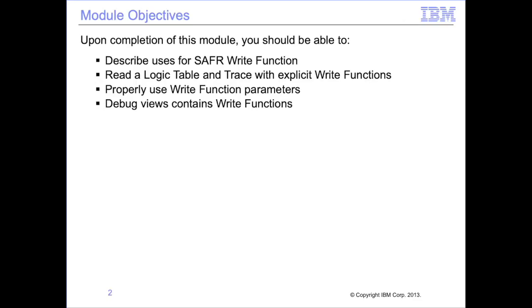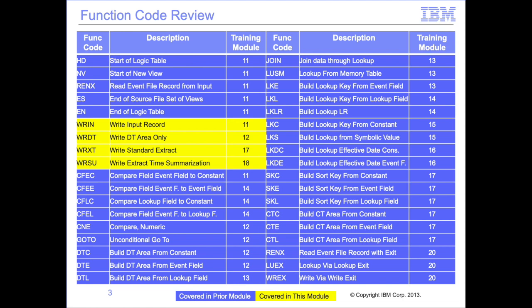Upon completion of this module, you should be able to describe uses of the SAFR write function, read a logic table and trace with explicit write functions, properly use write function parameters, and debug views containing write functions. This module covers the WR function codes in more detail. These function codes were covered in training modules 11, 12, 17, and 18.